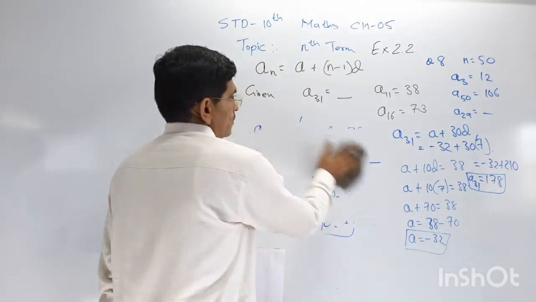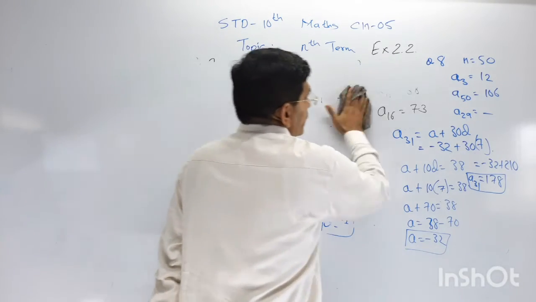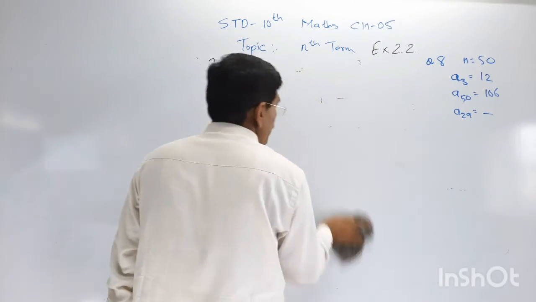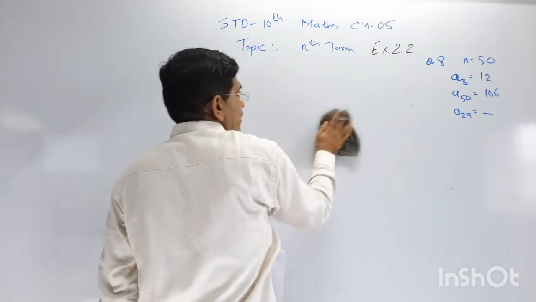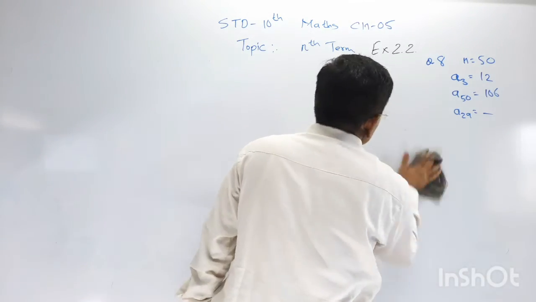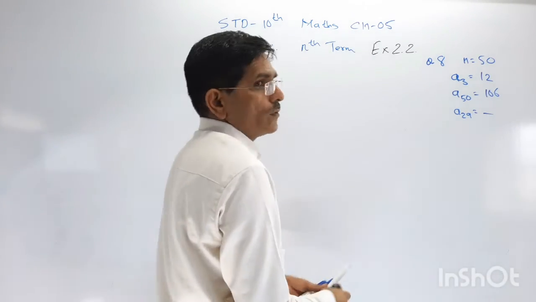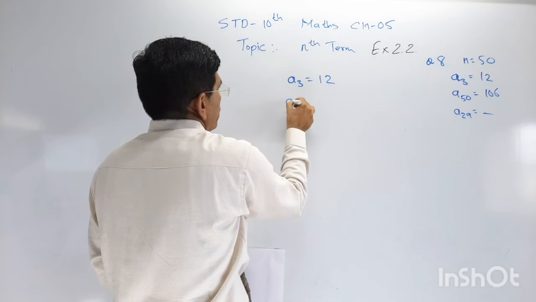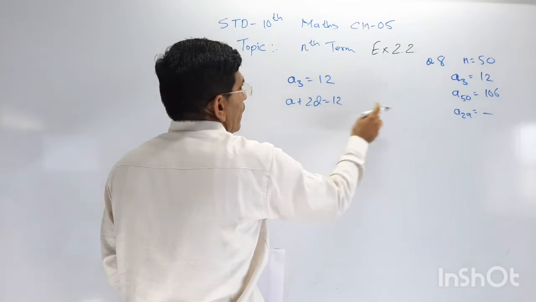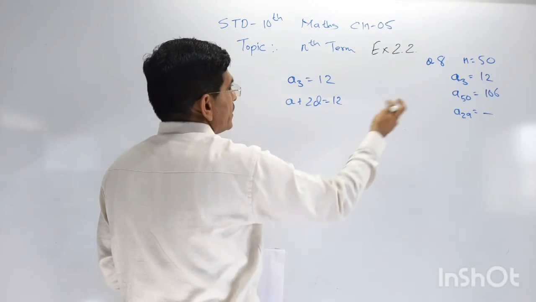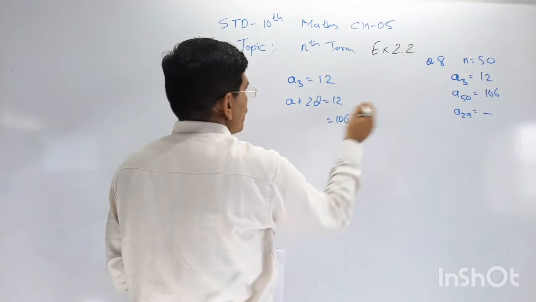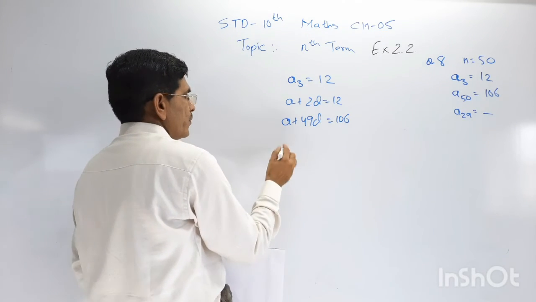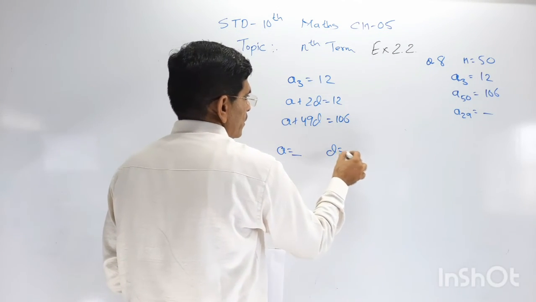So up to 8 sums we have completed. For the 8th sum, I am only giving you hints, you have to do it yourself. Then it is easy if you do it. A3 is equal to 12, so A plus 2D is equal to 12. A50, that is here 106. A50 means A plus 49D. By simplifying it, you have to find A and find D.